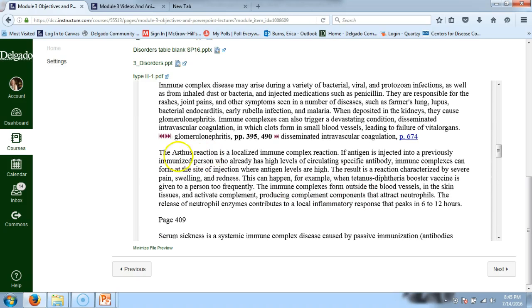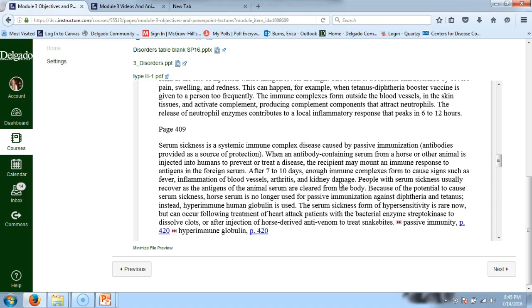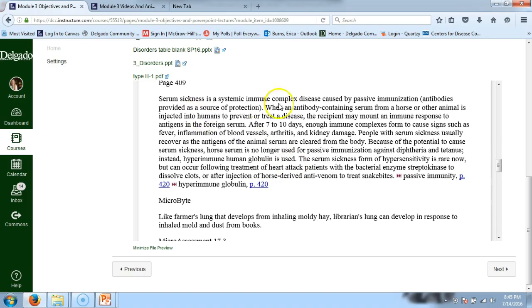So arthritis is the name of the skin reaction in the skin, right, when you have that happening. Serum sickness is systemic, right, immune complexes, and this is due to passive immunity, where they've given you antibodies as a protection. So when someone gets bit by a snake, right, we give them anti-venom. That's antibodies against the venom.